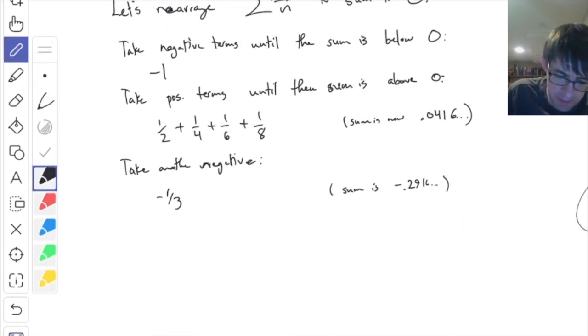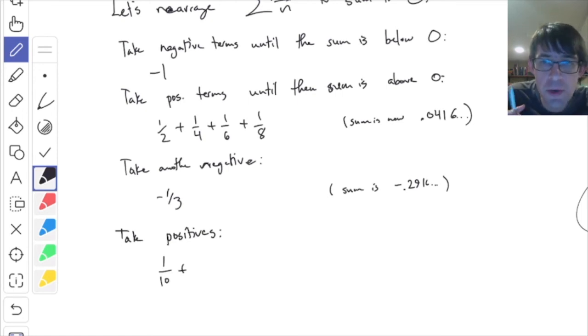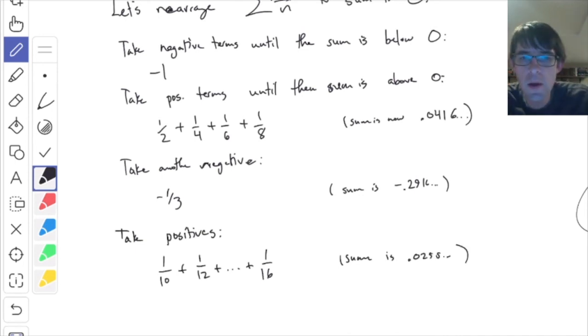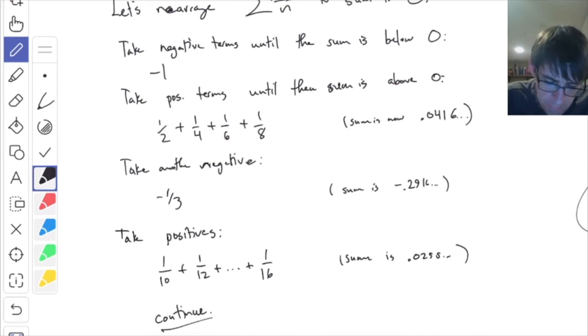So now I take positive terms again. In this example, I worked this out: you have to start where you left off, because I'm rearranging them. I can't take, say, the 1/2 again. So you take 1/10 plus a 12th. It turns out you have to go up to 1/16. At this point, the sum is now 0.0255. I'm pulling these numbers so that it always hovers around 0, right? I add a bunch of positives until it just goes above 0. Then I add a negative, and it drops back down. Then I add a bunch of positives until it just goes above 0. Then I add a negative, and it drops back down. And then you just continue doing this.